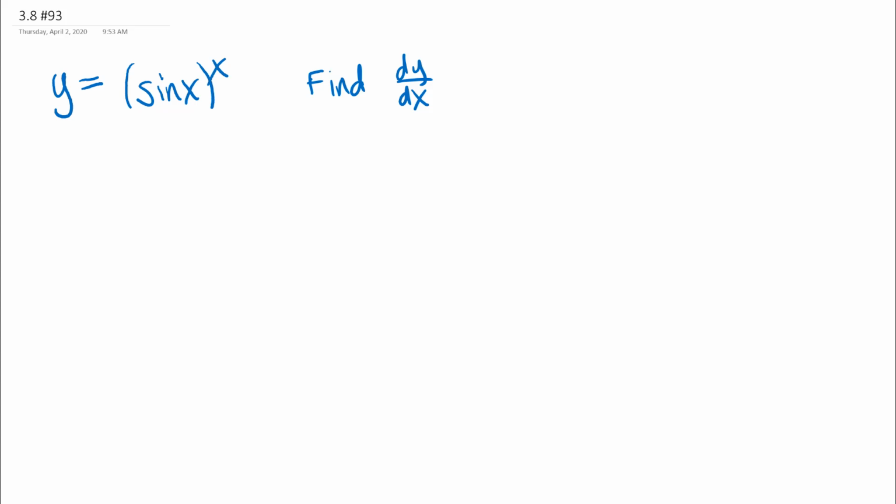When you have a variable to a variable power, that's when you want to use logarithmic differentiation to help find that derivative. And the idea is that you're going to use the property that ln of a to the b is the same thing as b times ln of a. That's a property of logarithms from algebra that you're going to exploit here.